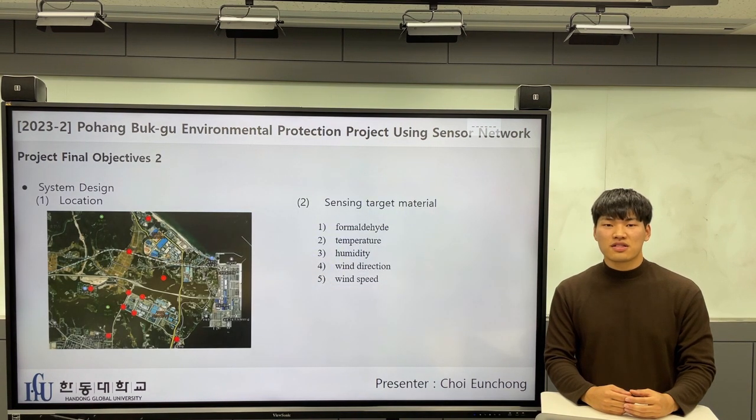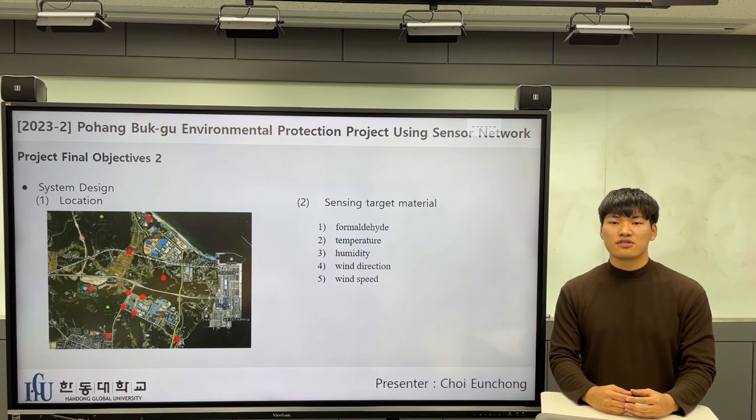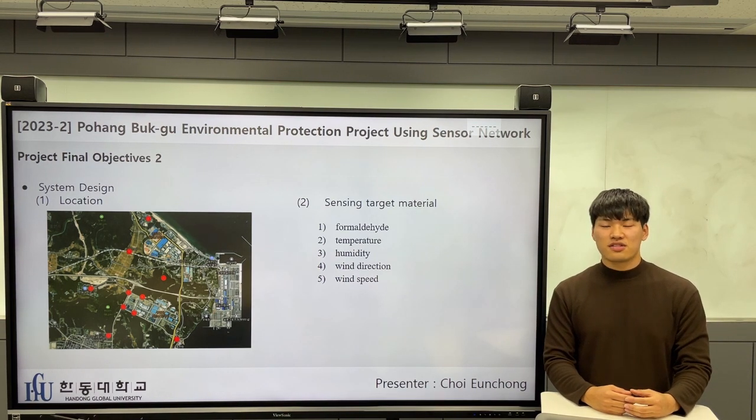Next, the sensor node is located around the factory, where the risk of formaldehyde is expected. In addition, sensor nodes are also installed in facilities such as Handong University and Yangdeok and surrounding villages. The locations we selected are marked with a red dot on the map. The sensor nodes should measure 5 elements. They are formaldehyde, temperature, humidity, wind direction, and speed.